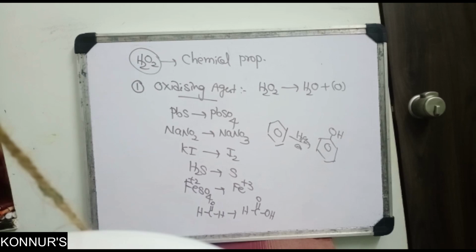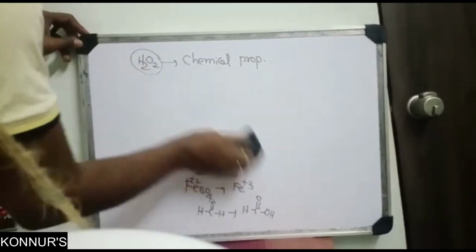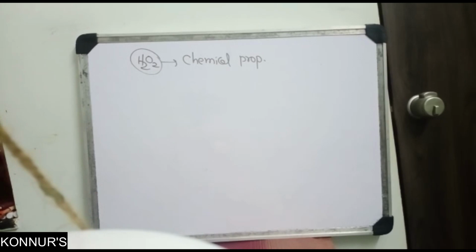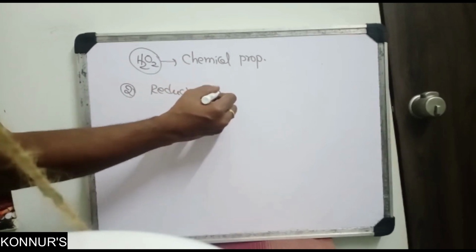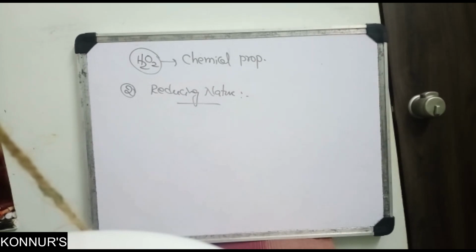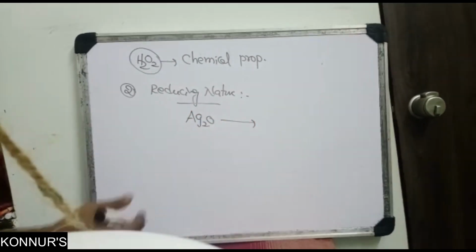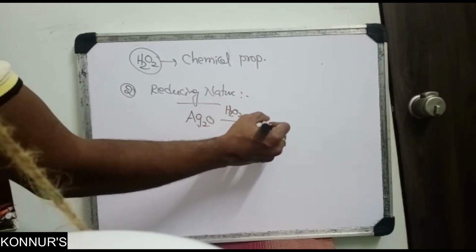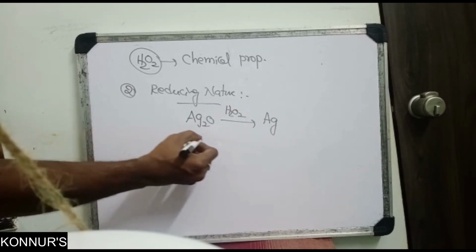Next, we see the reducing. Reducing means the reverse, so removal of oxygen. Whatever we discussed previously for oxidizing, take the exact opposite; that is the reducing character. Suppose silver oxide, generally it is unstable. Suppose we treat it with H2O2, so that becomes silver only. Next, O3 becomes O2.